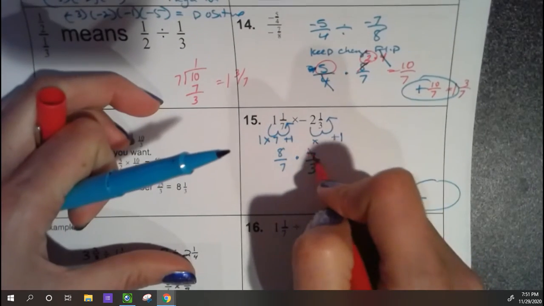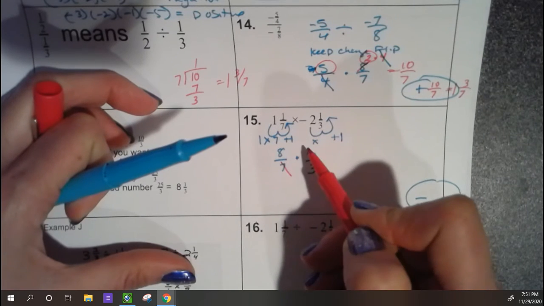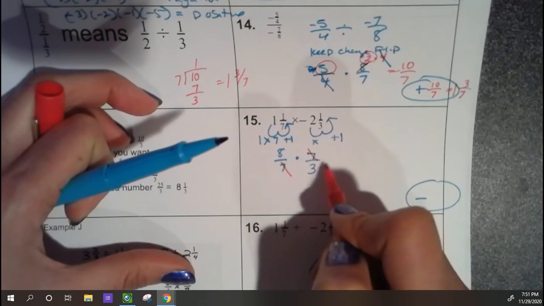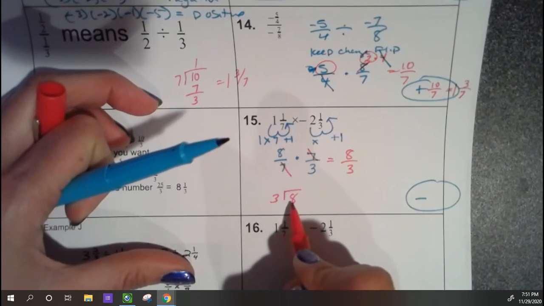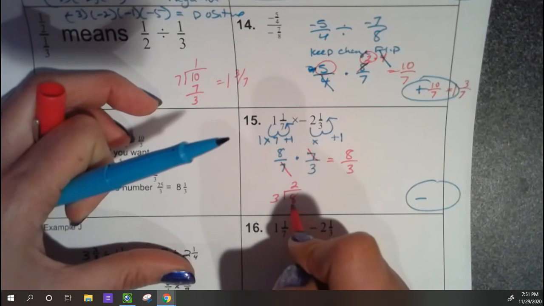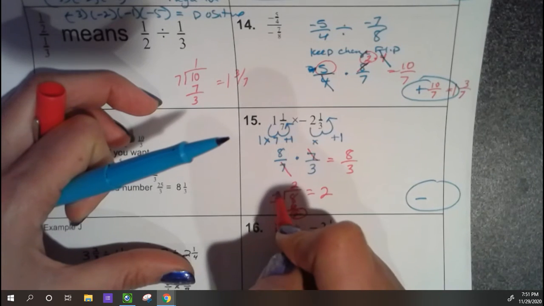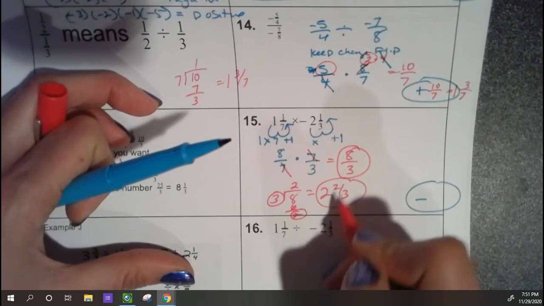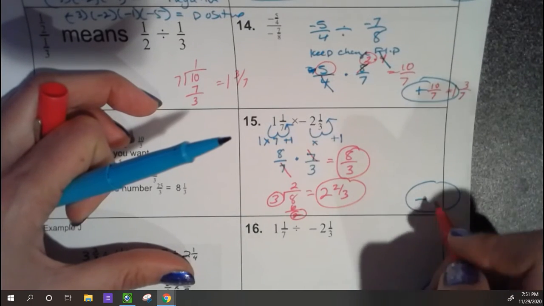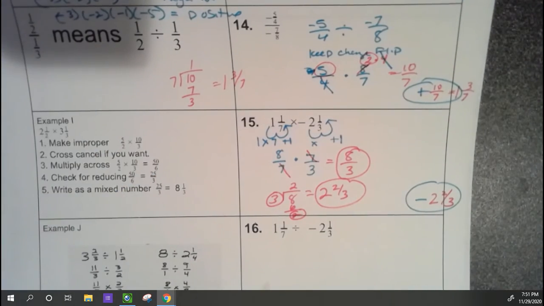And I've got some cross canceling I can do. 7 and 7 cancel each other out, making an equivalence of 1. 7 divided by 7. Anything in the top cancels out anything in the bottom. Multiplying straight across, 8/3. 8 is being divided by 3, which would give me 2 for my whole number, 2 for the numerator, 3 for the denominator. These are the same number. Let me go ahead and put the 2 2/3 here. Remember, it was a negative because I have an odd number of negative signs.